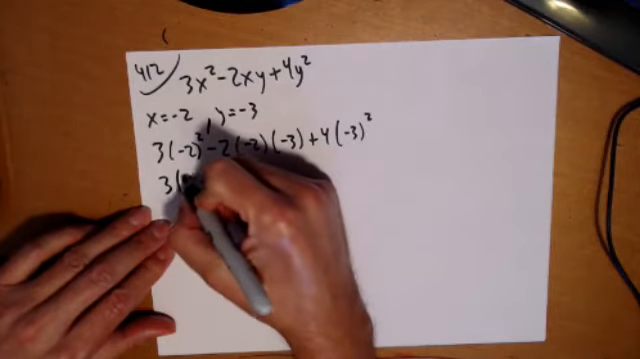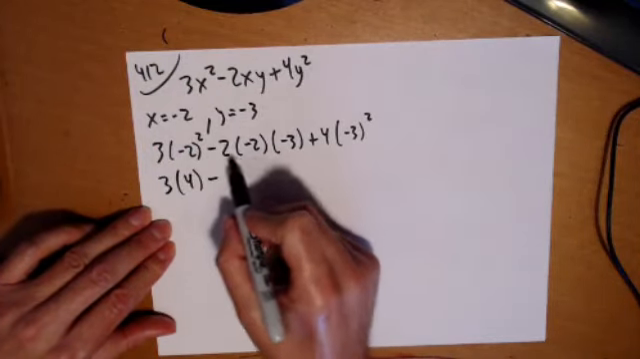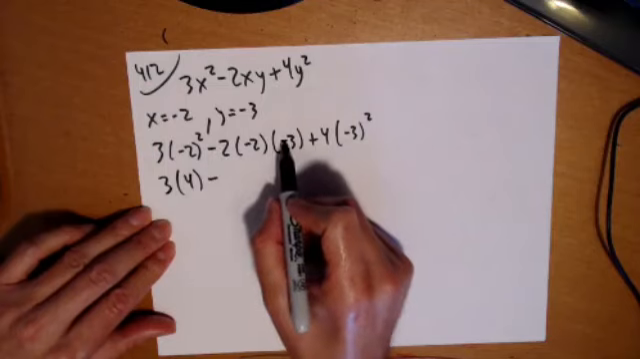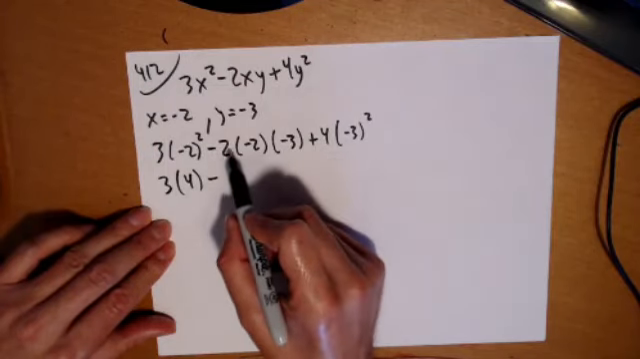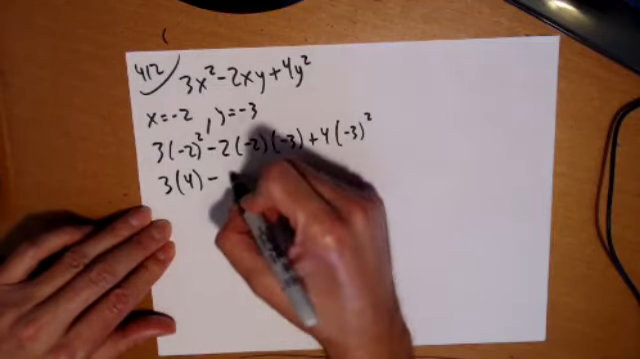-2 squared would give us a 4. Minus, minus, minus. You see how there's 3, an odd number of negatives? So it's going to be minus 2 times 2 times 3. 2 times 2 is 4 times 3 is 12, so minus 12.